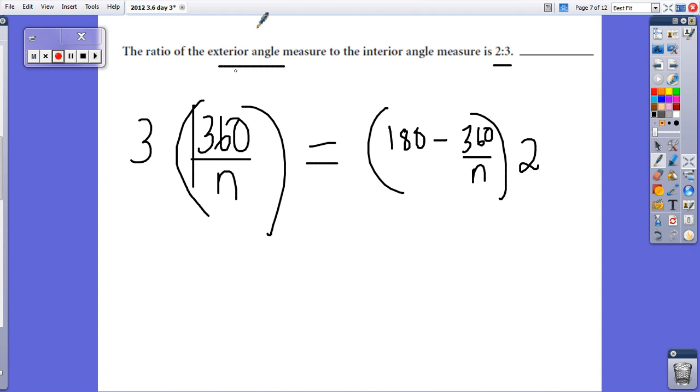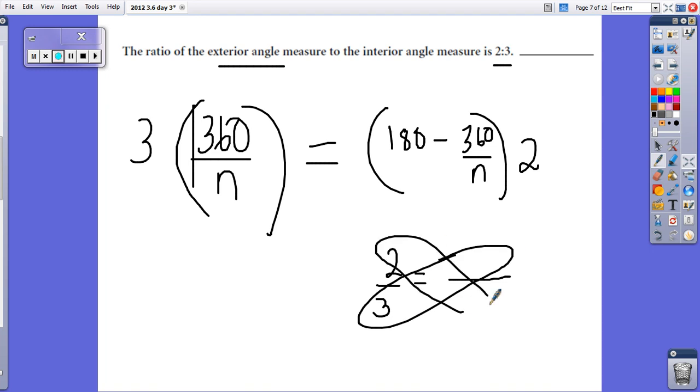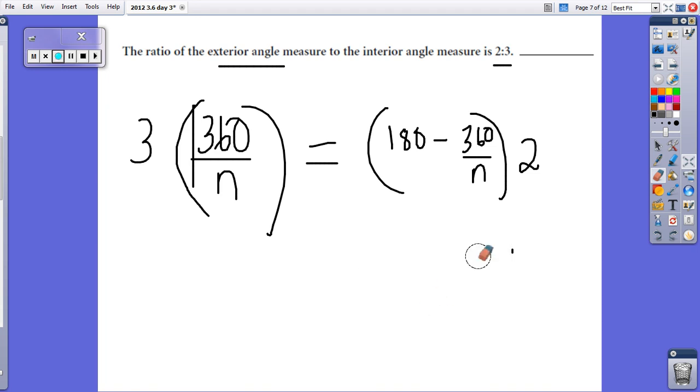The reason we're doing that is because if we have a ratio of 2 to 3 and I were to use a fraction to set a ratio, and we're going to make a proportion, when you go to cross multiply to set them equal, the exterior angle would be multiplied by 3, and the interior angle would be multiplied by 2. Okay, get rid of that.